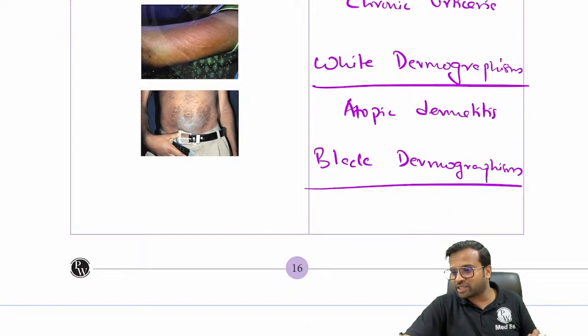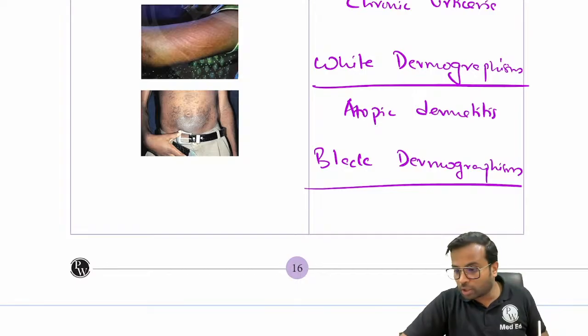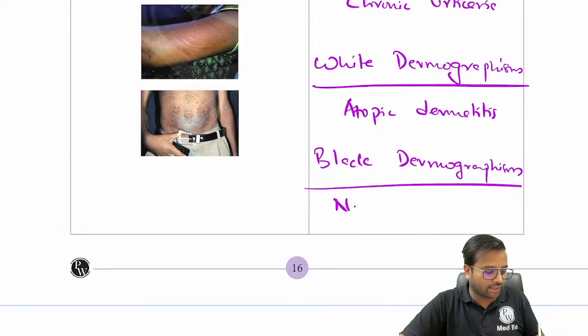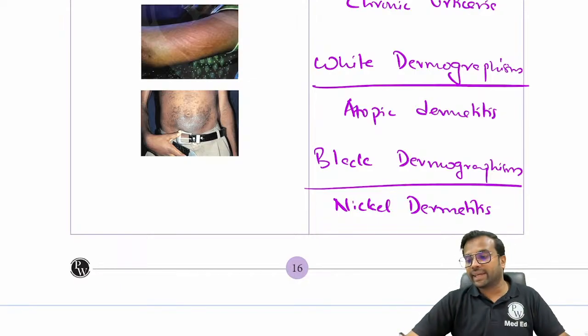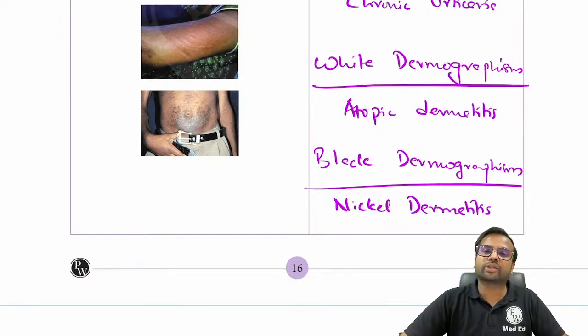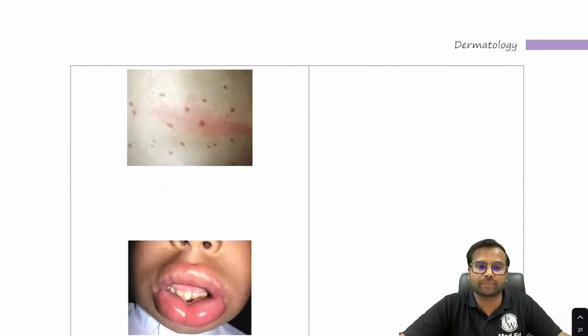I did not get the answer for black dermographism yet. Yeah, very good. Pooja, Sagufta, both of you are answering. This is seen in nickel dermatitis. Okay? So please keep this also in your mind regarding dermographism.